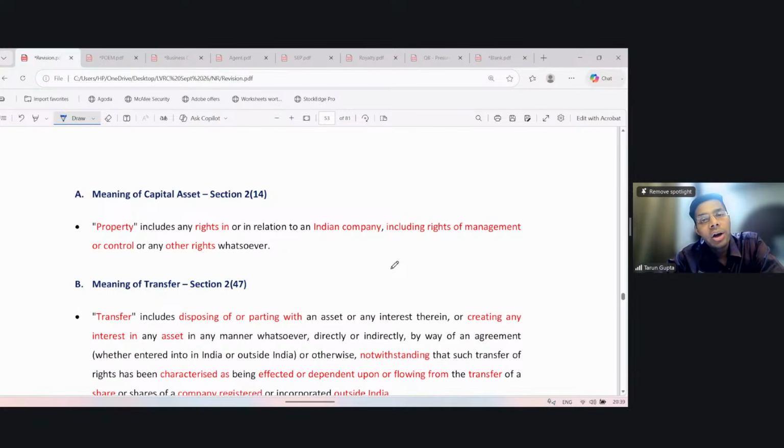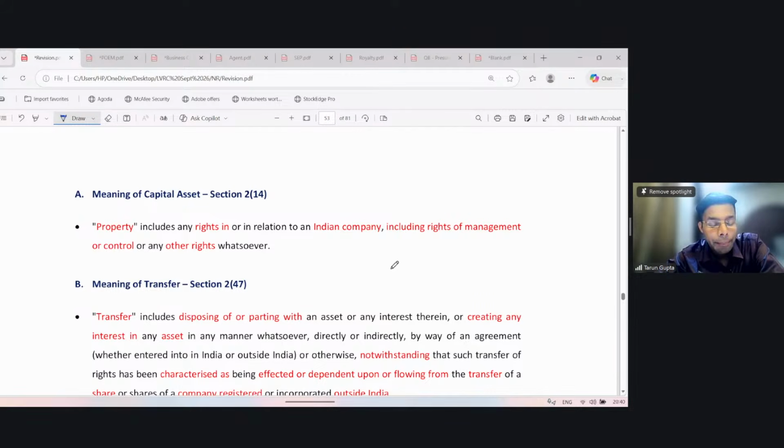You remember, the Supreme Court said that a controlling interest or a controlling right is not an independent right, separable from the ownership of the share. It is embedded in the ownership of the share; it comes with the ownership of the share. But now, section 2(14) says capital asset, property includes any right in relation to an Indian company, including the right of management or control or any other right whatsoever. So the Parliament has made such a right an independent right. This is to overrule that observation of the Supreme Court.